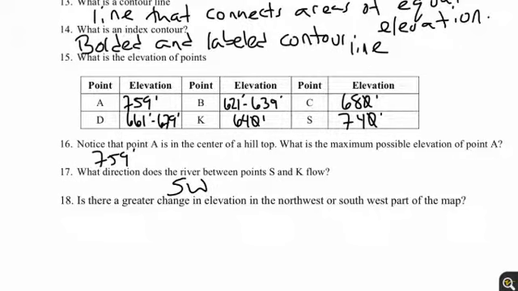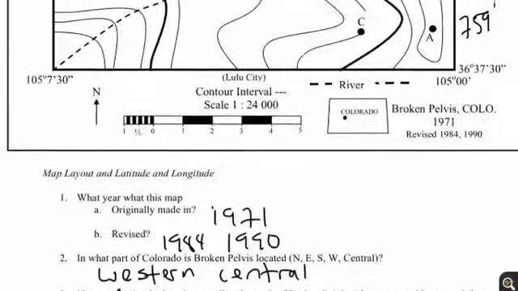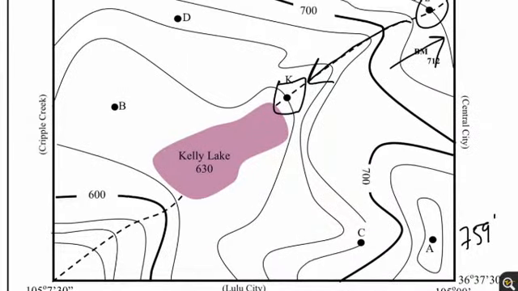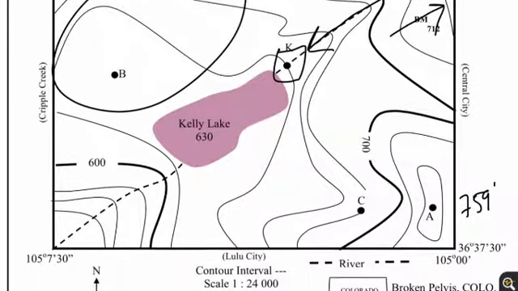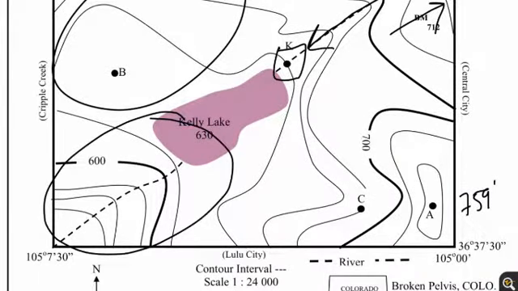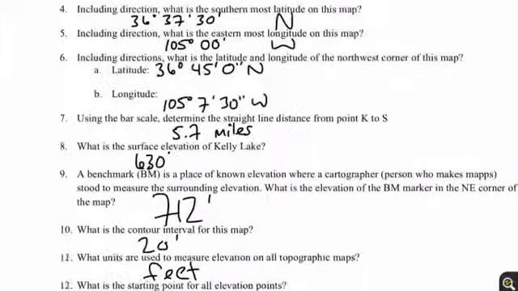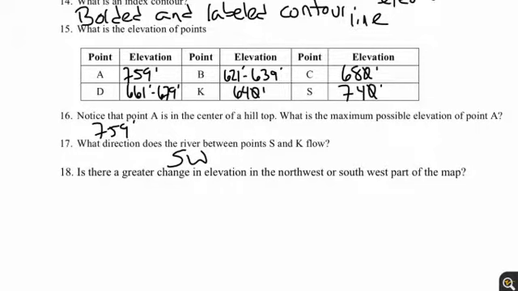And then it says, is there a greater change in elevation in the northwest or the southwest part of the map? So comparing the northwest to the southwest part of the map, here's our northwest and here's our southwest. Notice that in the southwest section, the lines are really close together. So we said that there's a steeper gradient there, or a larger change in elevation. So the southwest corner certainly has a greater change in elevation.